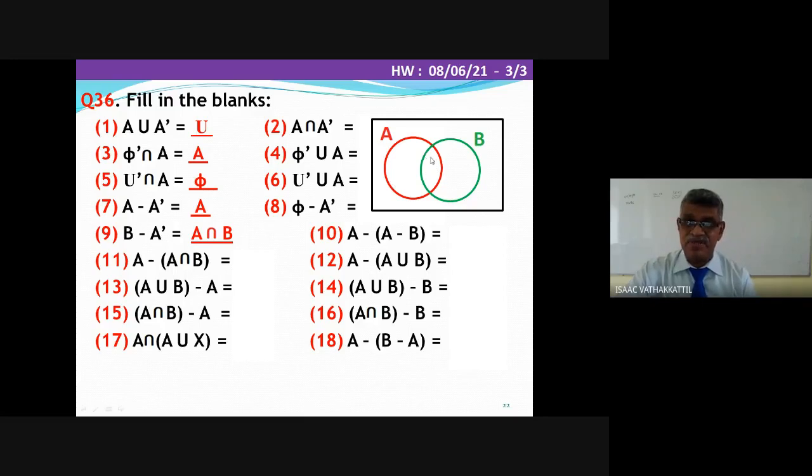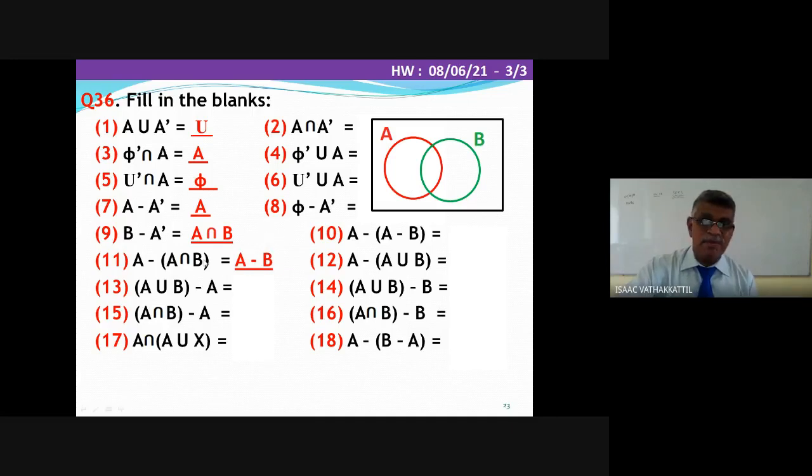I have not brought the shade there. From B, remove A dash. A dash is outside. From B, you remove A dash, you get A intersection B. Now, A minus A intersection B. From A, you remove the A intersection B portion. That is nothing but A minus B.